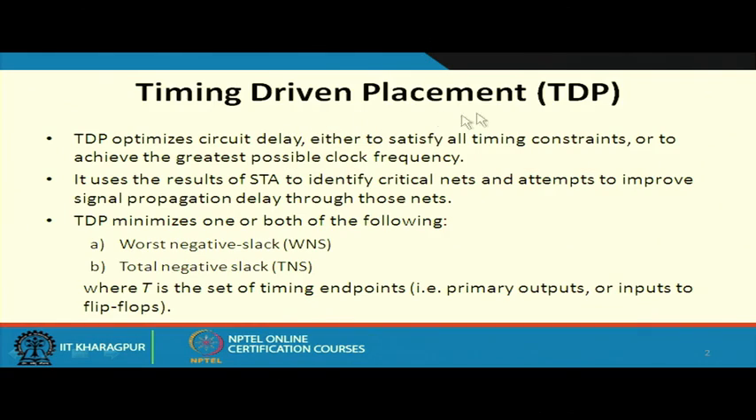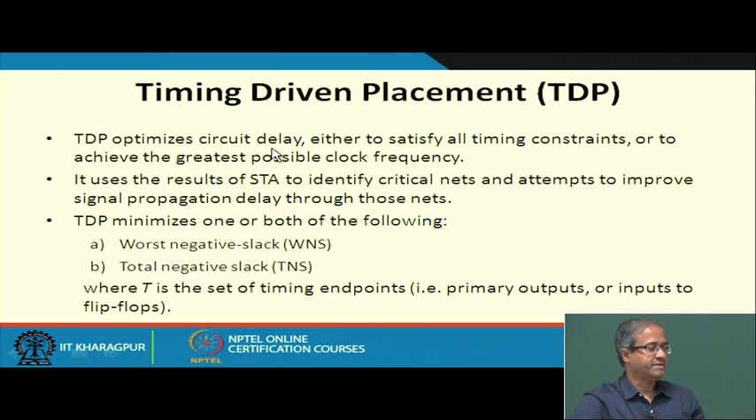So, timing driven placement, TDP we refer to it in short, tries to optimize circuit delay, not necessarily area and the wire length only. This is done to satisfy all timing constraints. We had seen that some of the timing constraints may correspond to false paths. So, ultimately the bottom line is we want to achieve the greatest possible clock frequency. That is our final objective.